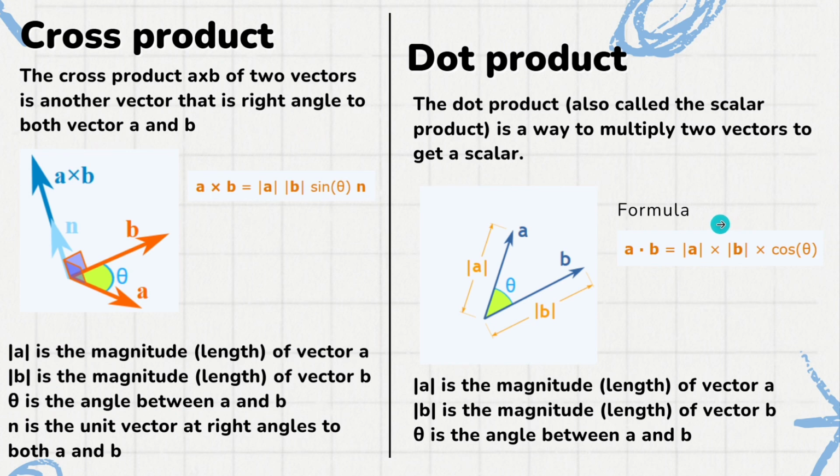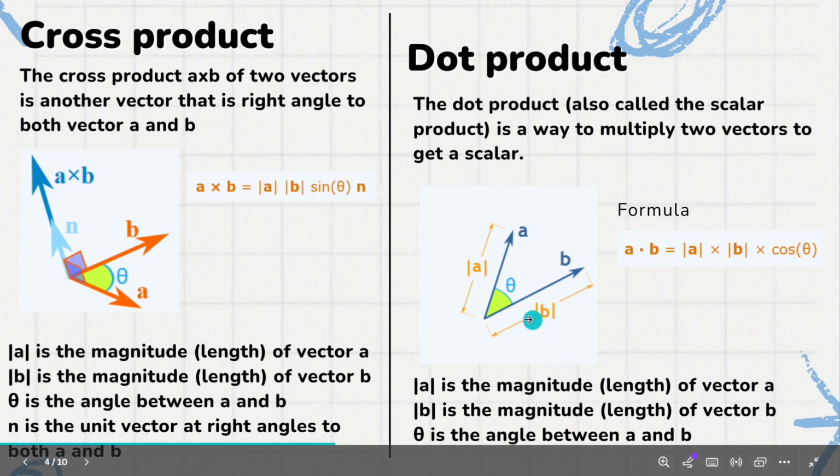There is also a cross product for vectors, which is another vector that is at a right angle to both vector a and b, which means this is the cross product of vector a and vector b. This is the formula for calculating the cross product of a and b, where a represents the magnitude, the length of vector a, and b represents the magnitude of vector b. This theta is the angle between vector a and b. Dot product is a way to multiply two vectors to get a scalar, and this is the formula to get the dot product of vector a and vector b.